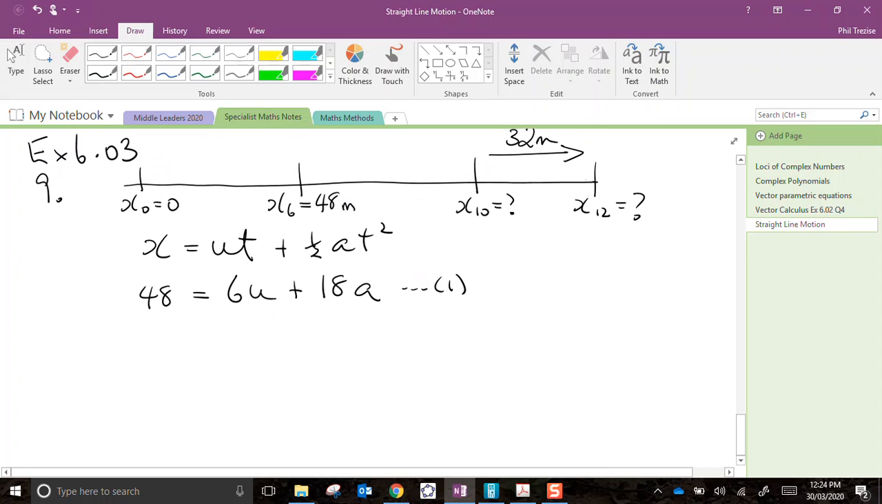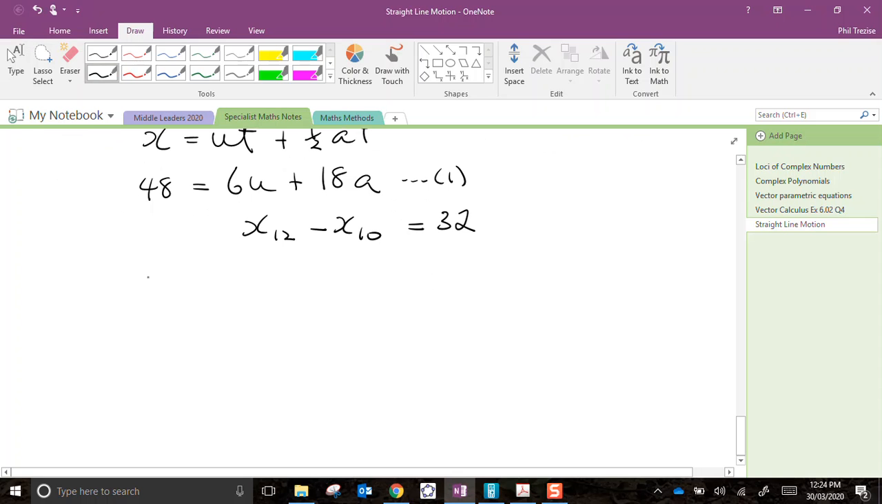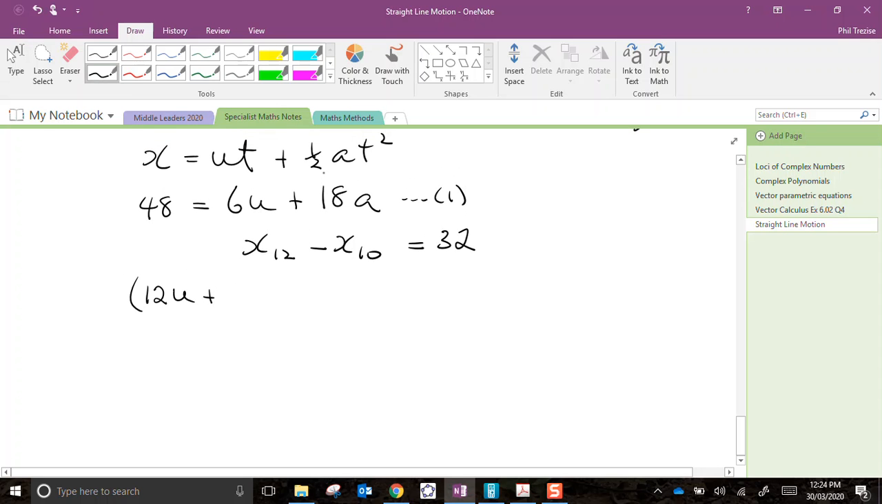Now this next one's going to be a bit more challenging. I'll show a bit more detail for this one. I think that x12 subtract x10 equals 32. Well, what's x12? That would be 12 times u plus 1/2 times a times 12 squared. 12 squared is 144. 1/2 of that is 72a.